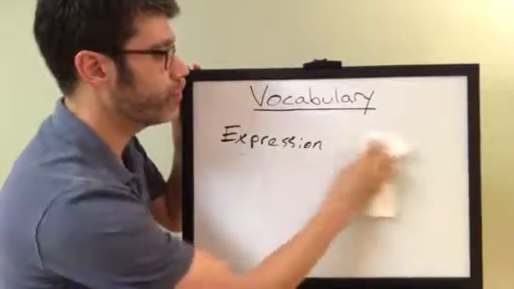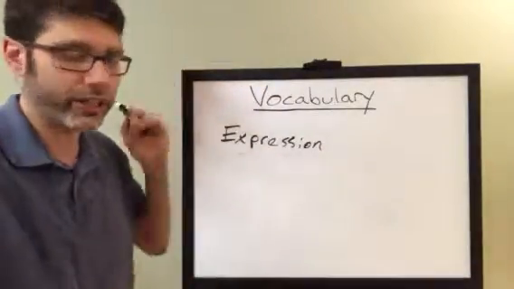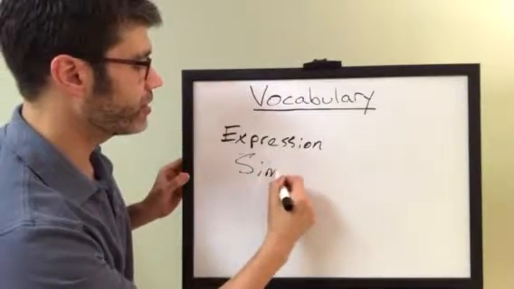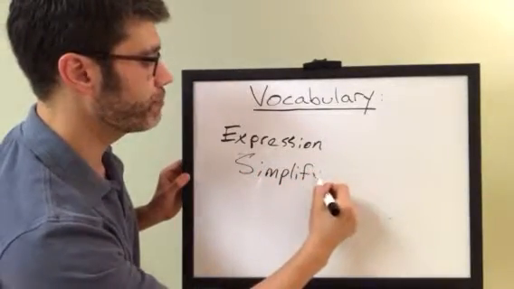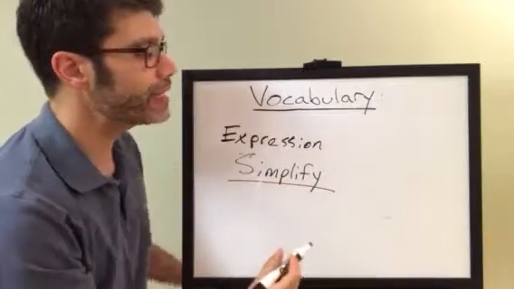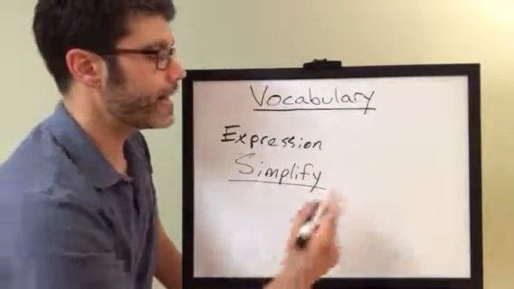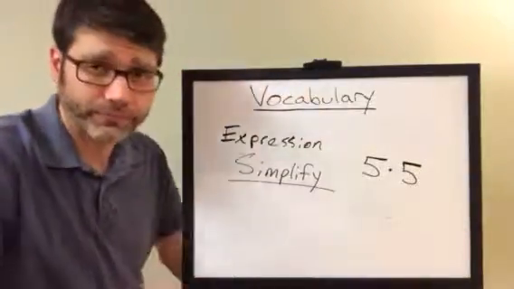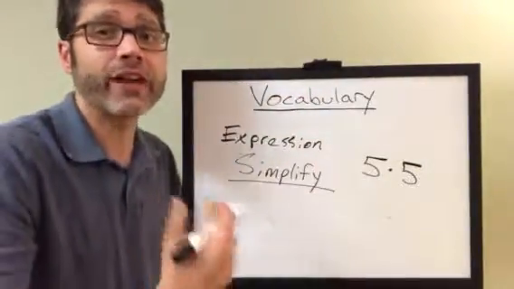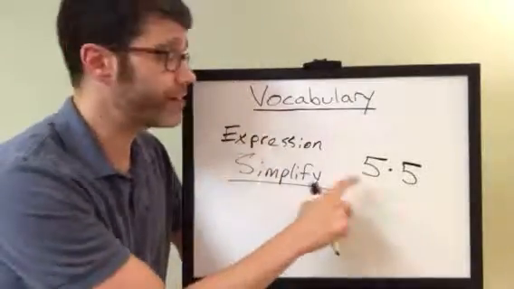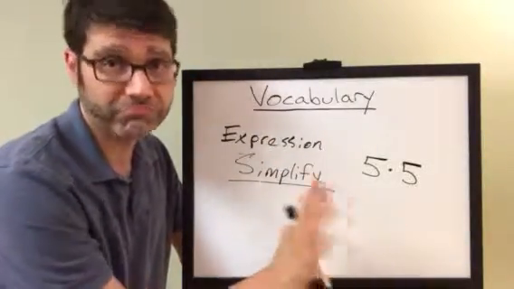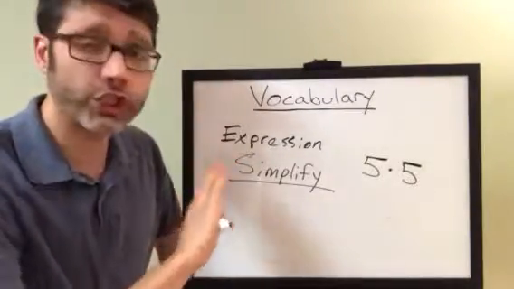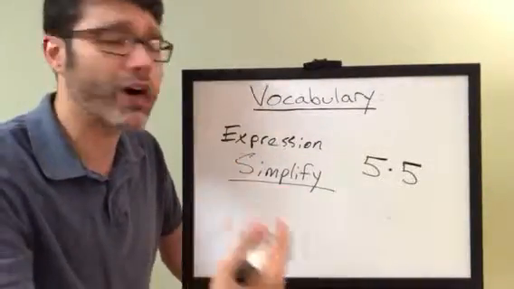It may ask you to simplify an expression. All right, so let's see, simplifying an expression. This is another vocabulary word, to simplify. All right, let's say that I had 5 times 5. Now, I'm not asking you to evaluate it. If you were to evaluate 5 times 5, you would say it's 25.